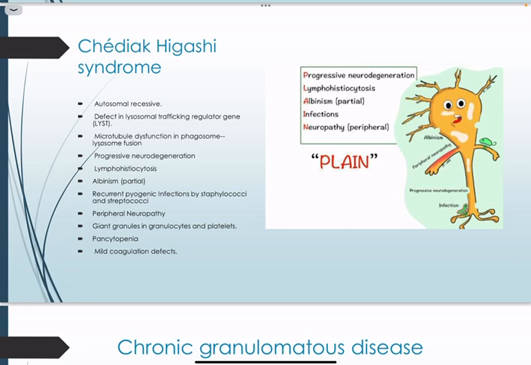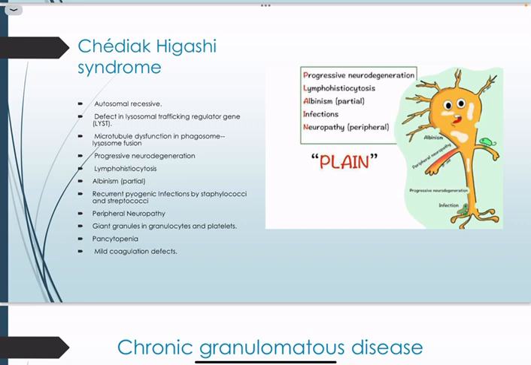The granulocytes, if we look at them under the microscope, we will see giant granules inside. This is the case also for platelets. They have pancytopenia, some of them, not all of them, and some of them might have coagulation problems, so they might bleed easily. Okay?